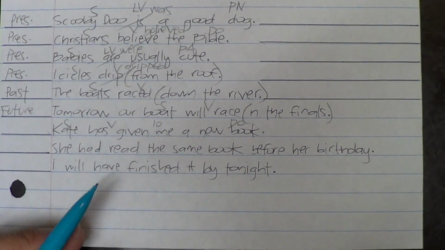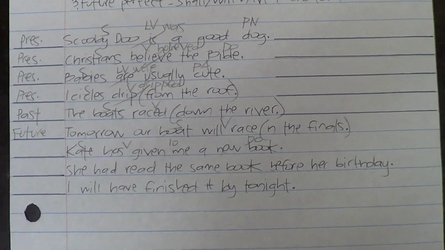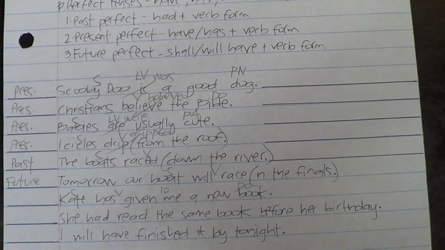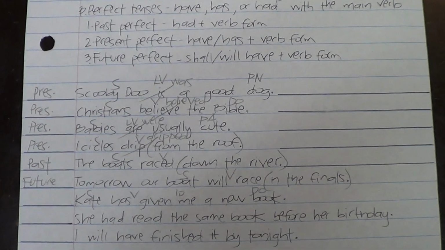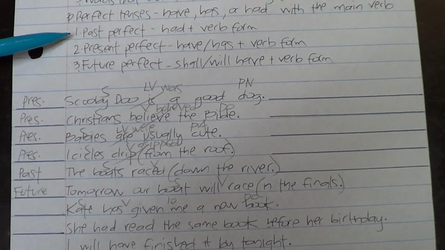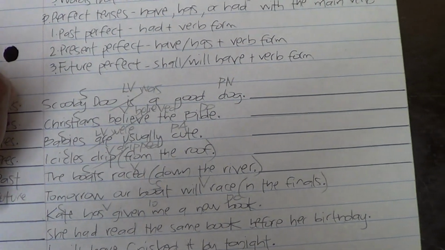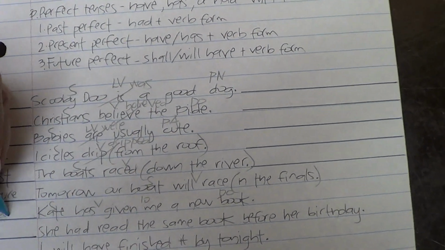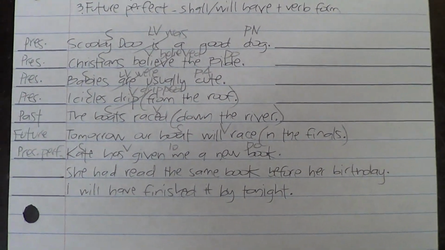Alright, going back to the verb. What tense is has given? Notice it's a helping verb with a main verb, which means it's going to be one of those perfect tenses. Okay, so we're looking. The helping verb is has. Which one of these begins with has? Hopefully you can see it. It's present perfect. Okay, we go to the next one.